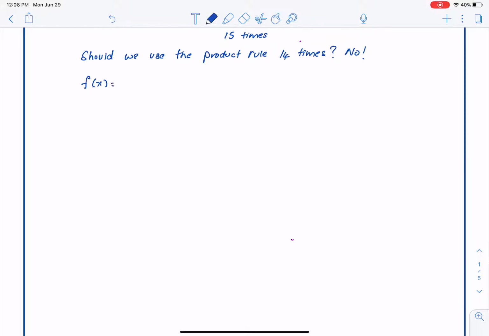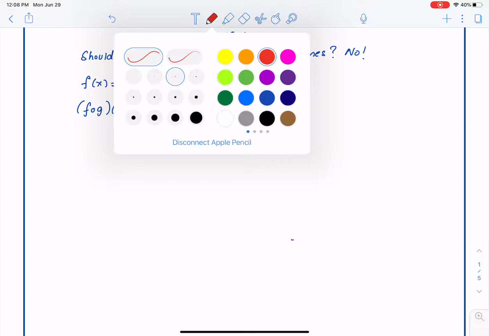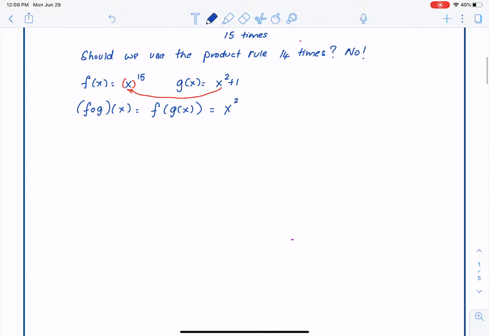Suppose f of x is simply x raised 15 and g of x is x squared plus 1. Then f composed g of x would simply mean f of g of x, and every x in f would get replaced by x squared plus 1. So the x squared plus 1 would replace x in x raised 15. So we would end up having x squared plus 1 raised 15. So that gives us an idea as to when to use the chain rule.